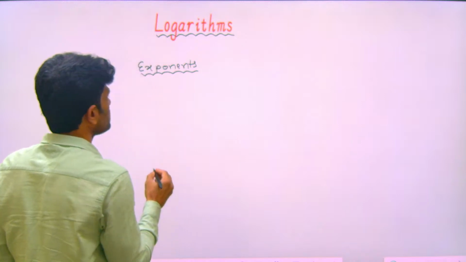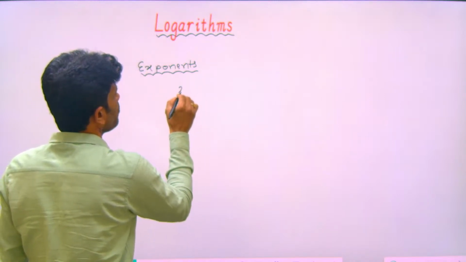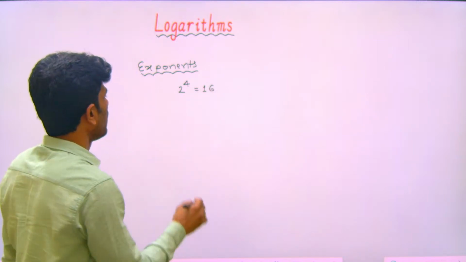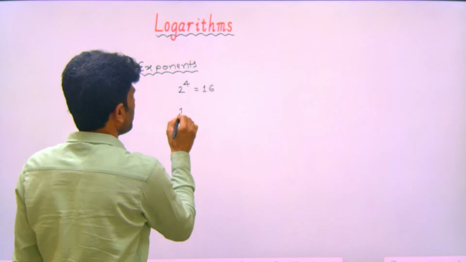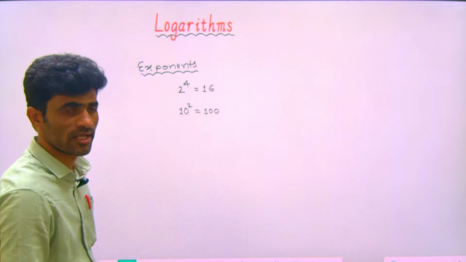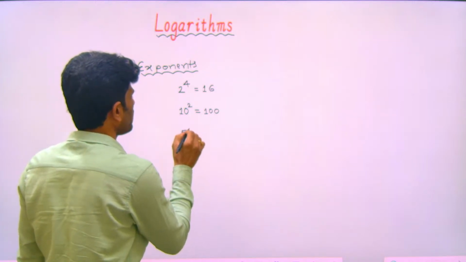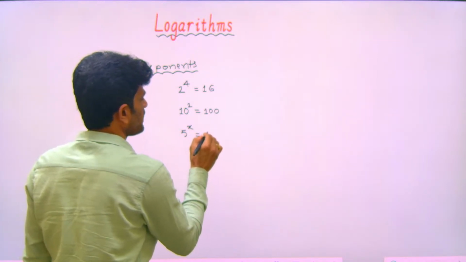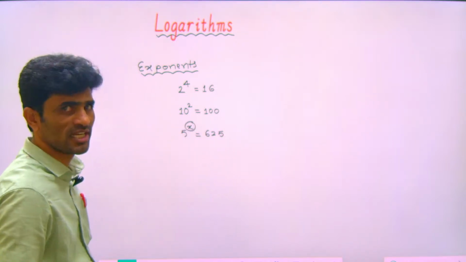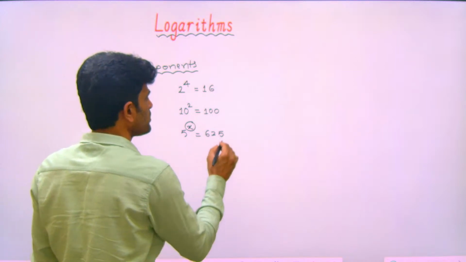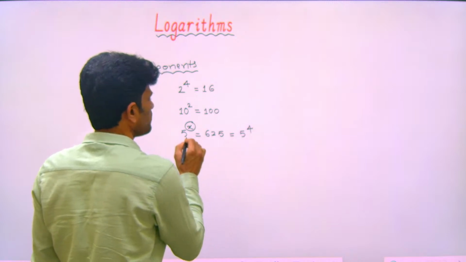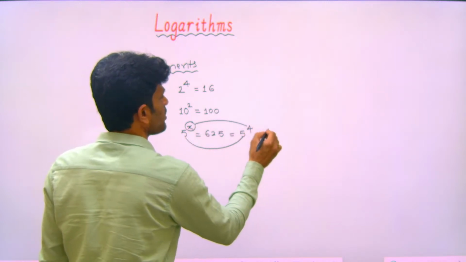I will tell you some examples. For example, we know 2 power 4 is 16. And 10 power 2 is 100. Correct? 5 power x is equal to, for example, 625. I am asking you what is the value of x. All these are exponential related problems. If 5 to the power of x is equal to 625, we know 625 can be written as 5 to the power of 4. Because bases are equal, you say that x is equal to 4.